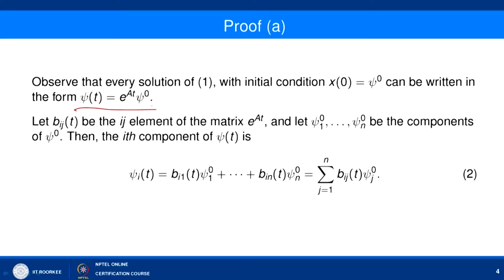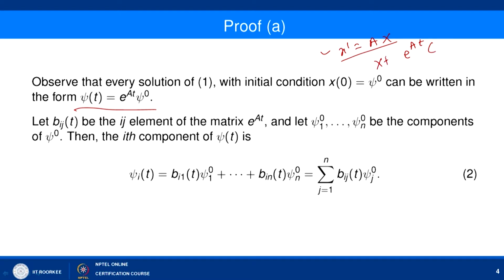So, first thing we need to observe is that every solution of (1) with initial condition x(0) equal to psi(0) can be written as psi(t) equal to e^{At} psi(0). This we can do in the sense that when we have a differential equation x' = Ax, we already know that e^{At} will serve as a fundamental matrix solution, and any solution of this equation x' = Ax can be written as e^{At} into c.